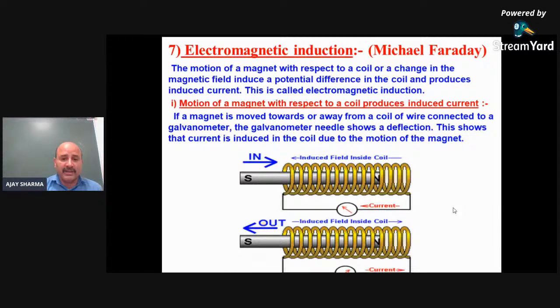We are decreasing the flux. It means if we are either increasing the flux or decreasing the flux, electricity is produced in both cases, but the direction of the current is different. You can see in the first diagram the deflection is on one side, and in the second diagram the deflection is on the right side. So current is produced in both cases, but the direction of the current is different. This is a very important point to be noted here.